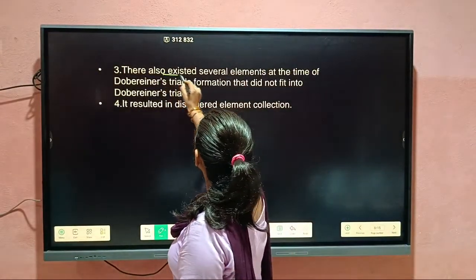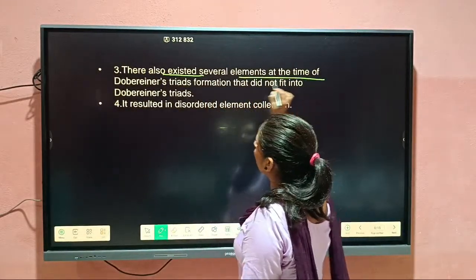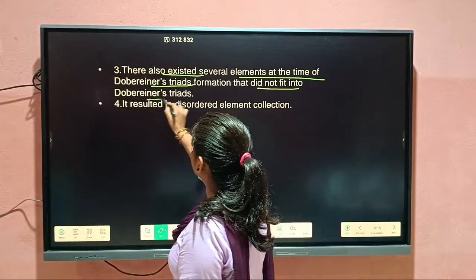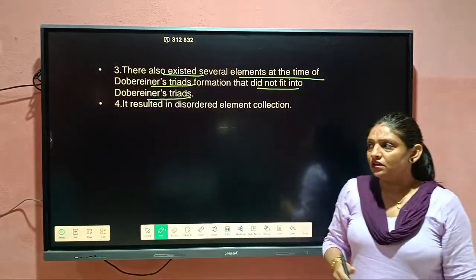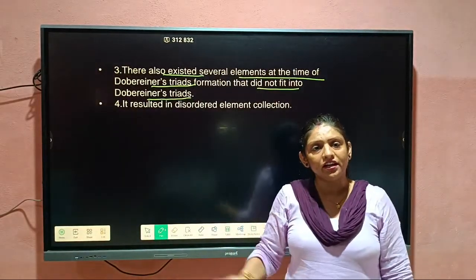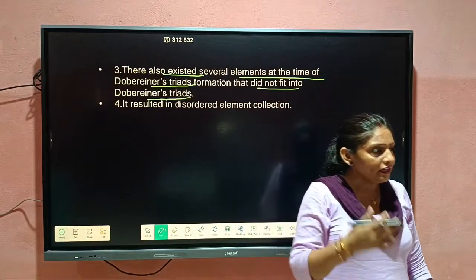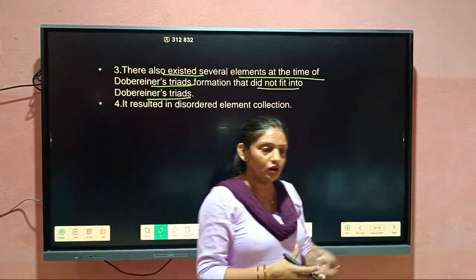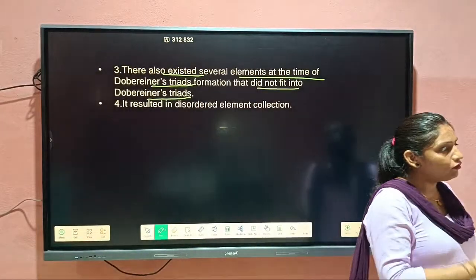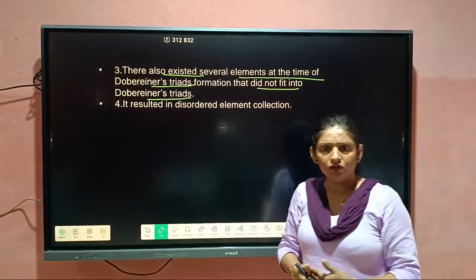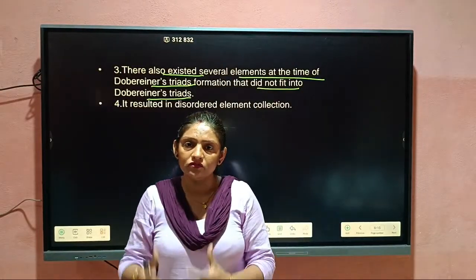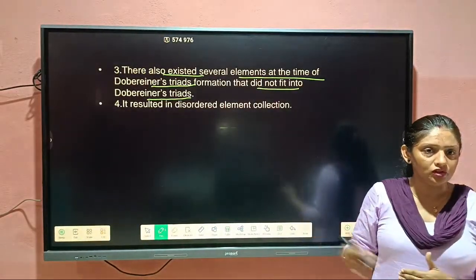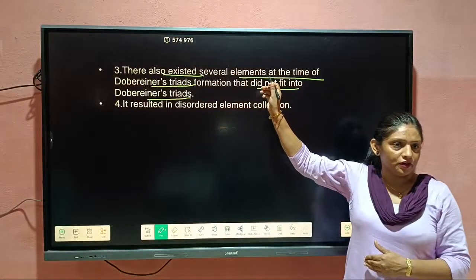There also exist several elements at the time of Dobereiner triads formation that did not fit into the Dobereiner triad. Students, even some elements were discovered at the time of Dobereiner. Already some elements were discovered at that time, and Dobereiner triad law was not fitted in them also. It was not applicable for those elements which were already discovered at the time of Dobereiner. It is clear to you or not? Any doubt in this point?